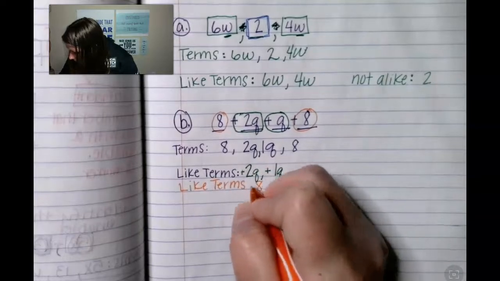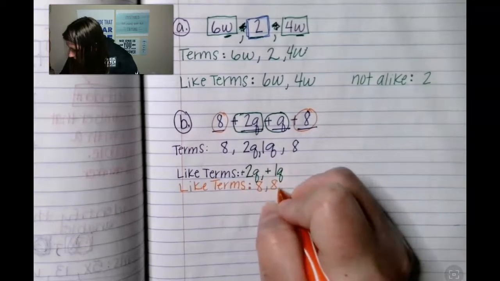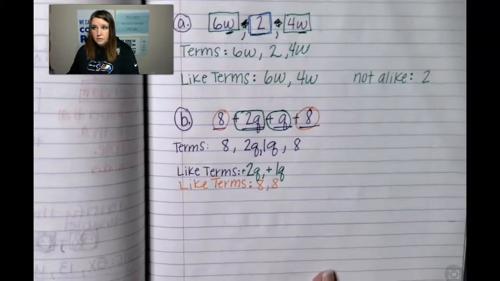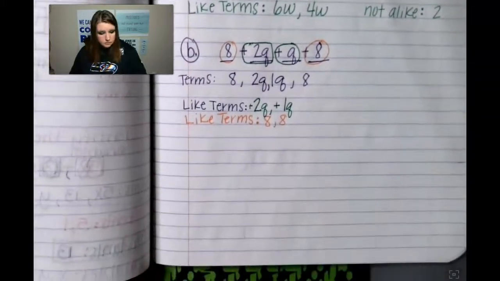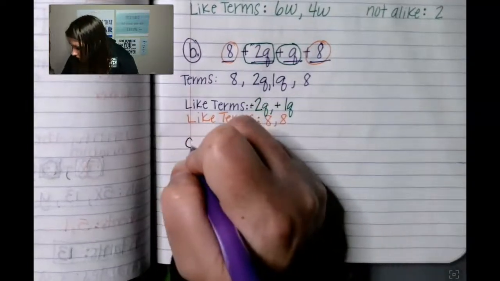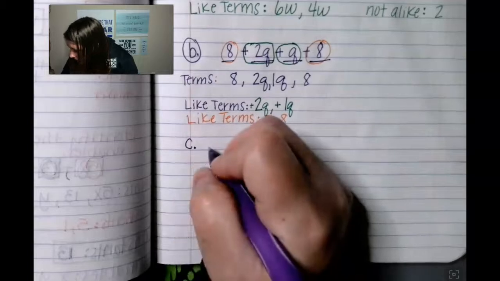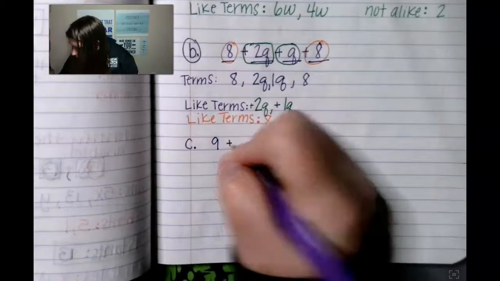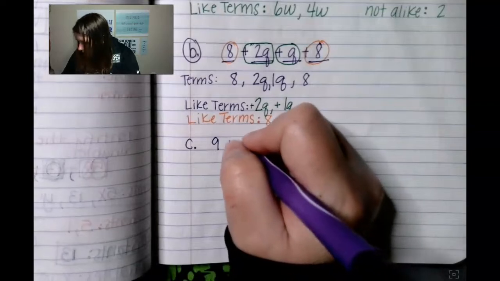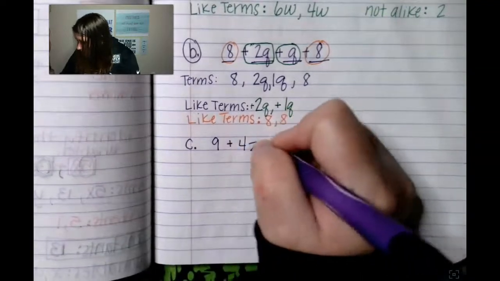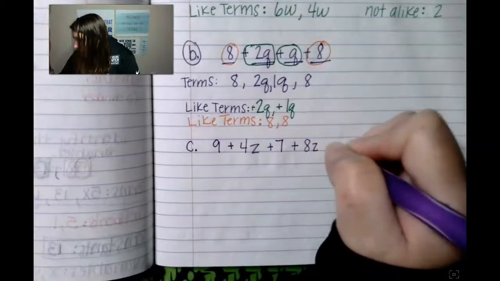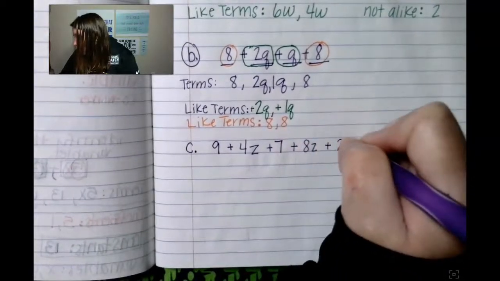We have an 8, and we had another 8. Okay, let's do another one. Example C. Okay, let's say I have 9 plus 4z plus 7 plus 8z plus 2z.